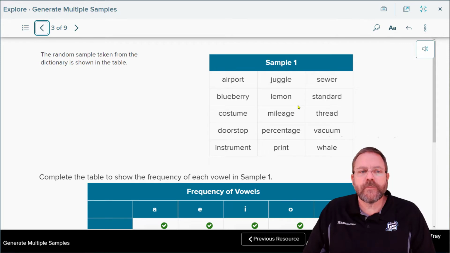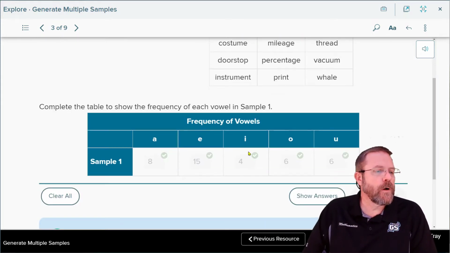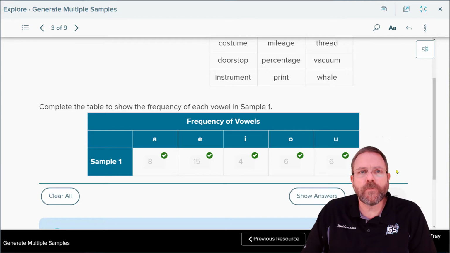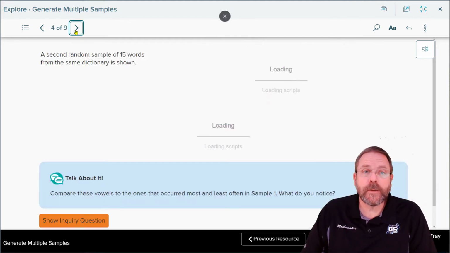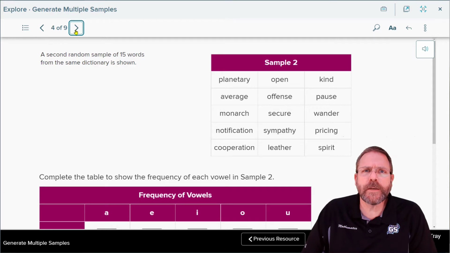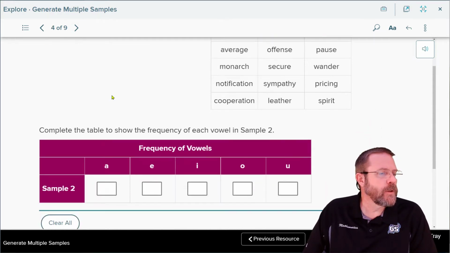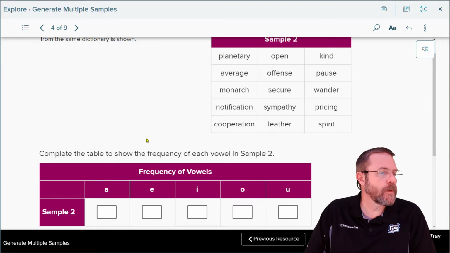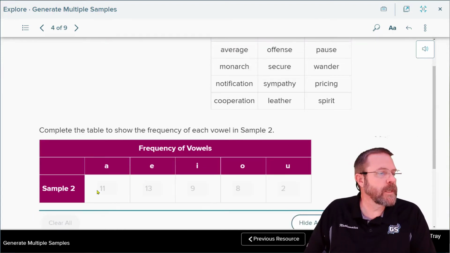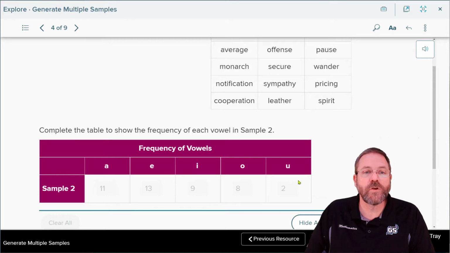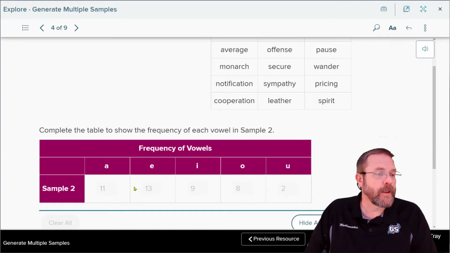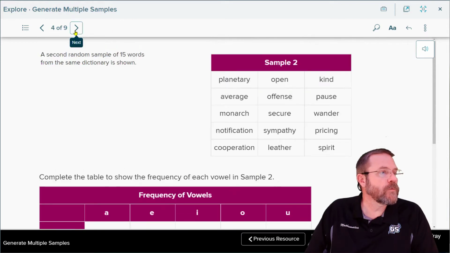So that gave us a set of data, a random sample of each of these letters to find out how often they occurred. Now we're going to do it again because one sample is probably not enough to get a good base of all of our data. So let's do it again. On this set of data, we found that A occurred 11 times, E occurred 13 times, I occurred 9 times, O occurred 8 times, and U occurred 2 times. That is a totally different set of information than we got with our first set of data. So now let's see what we get to do next.